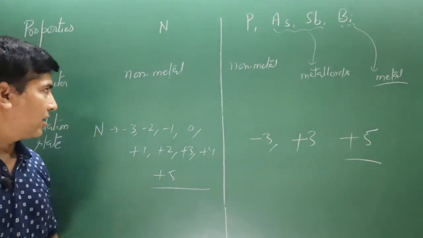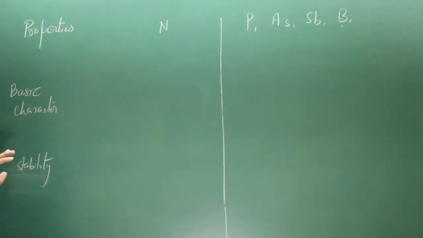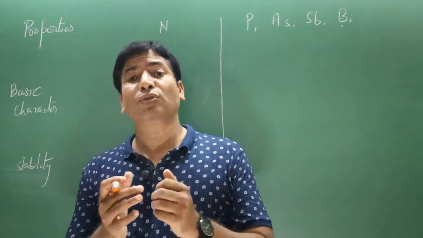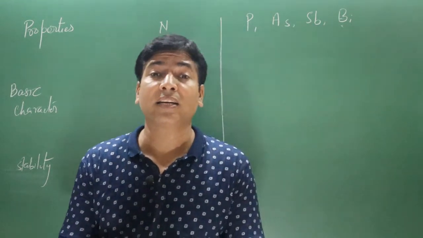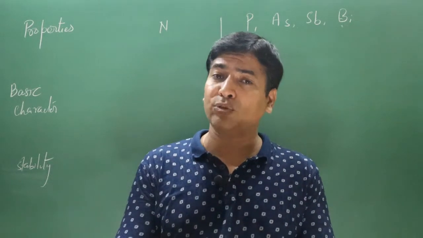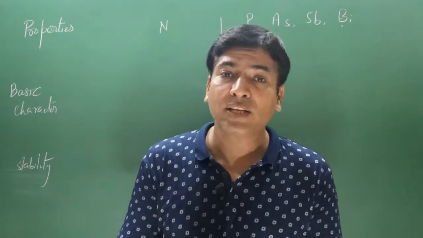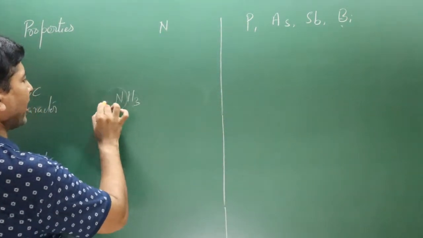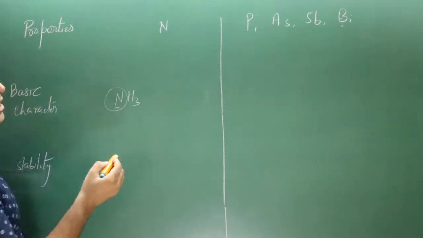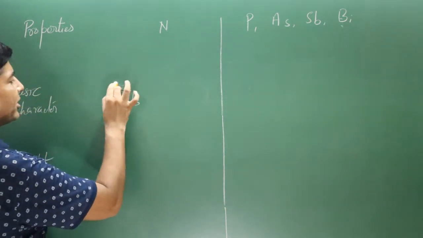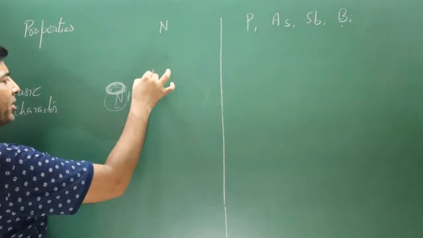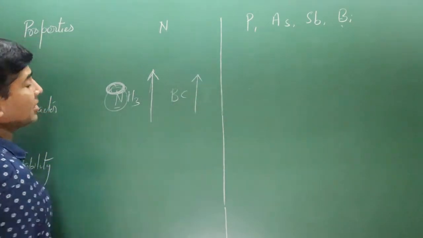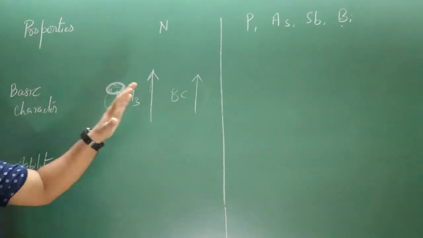Let's discuss some other properties. The next property is basic character. If we talk about the basic character in the hydrides of this group of elements, we have learned basic character is directly proportional to electronegativity. Higher the electronegativity of an element, higher the basic character. In ammonia, nitrogen is highly electronegative, so it has more tendency of pulling electron density from hydrogen. As a result, the lone pair electron density increases, and basic character also increases. It is highly basic in nature.